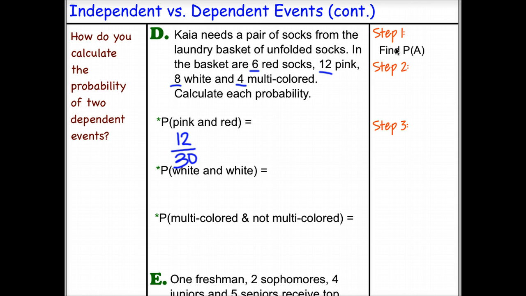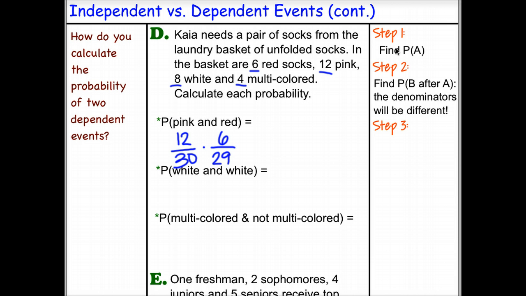Now the second part is to find the probability of B happening after A. The denominators will be different because once I pick that pink sock out, I'm now going to have 29 socks left to choose from. And I want a red sock. I haven't taken any red socks, so there's still 6 red socks to choose from.